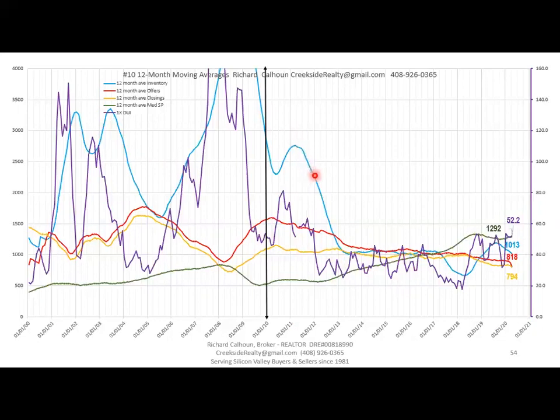The blue line is inventory. The reason I picked ice cold is that as you get more and more inventory, the market tends to cool, so more blue cools the market. Offers is red, because the more offers there are, the hotter the market gets. Gold is the closing of escrows. Green is the sale price, and purple is DUI. So you start watching it, and here's DUI dropping, and then all of a sudden sale prices started going up. DUI goes up a little bit, and a while later the sale prices start to come down.